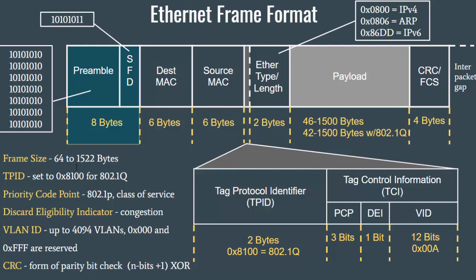So the Ethernet frame size, typically you say an Ethernet frame is 1500 bytes, but it can go all the way up to 1522 bytes if you have 802.1Q or 802.1p information added into the frame.